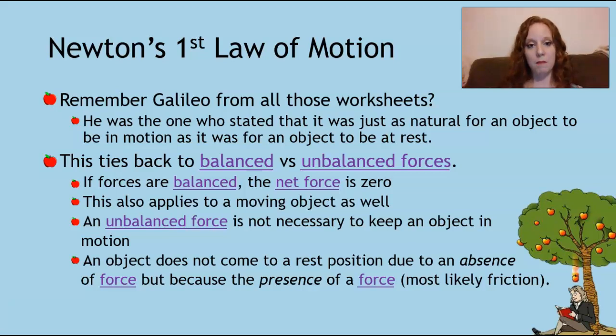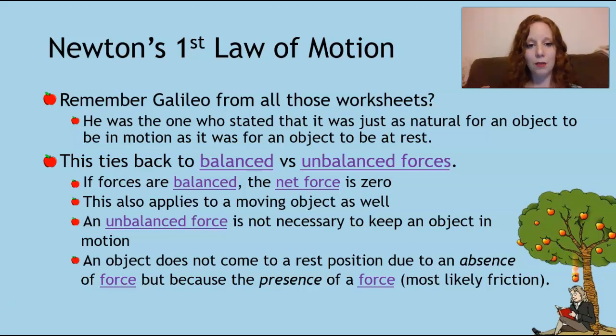So going back to balanced and unbalanced forces, if the forces are balanced, meaning they're canceling each other out, their net force, which is the total force of all the forces acting on an object, is going to be 0. So you can kind of think about it like integers in math. If that 5 newtons from one side is positive and the 5 newtons from the other side is negative, when they meet, a positive 5 and a negative 5 equal 0. They cancel each other out.